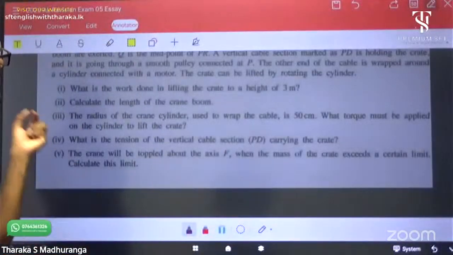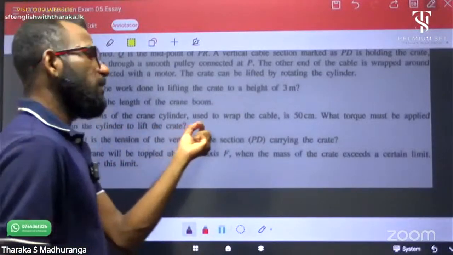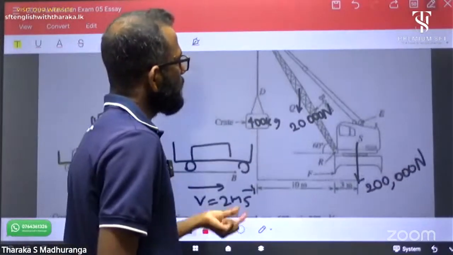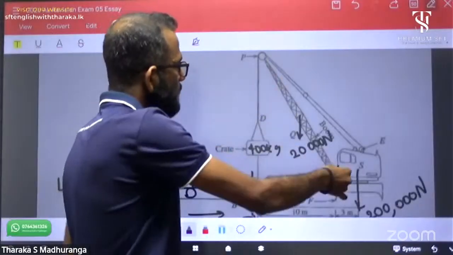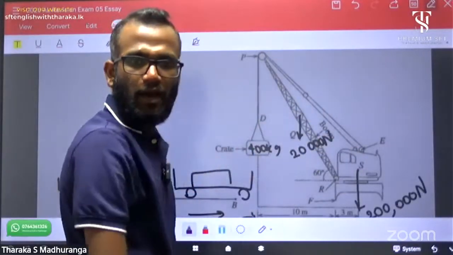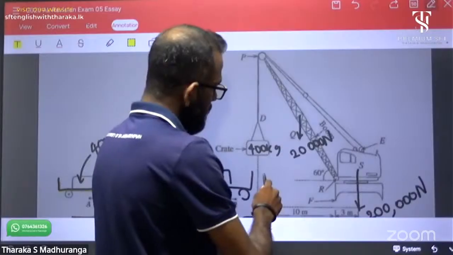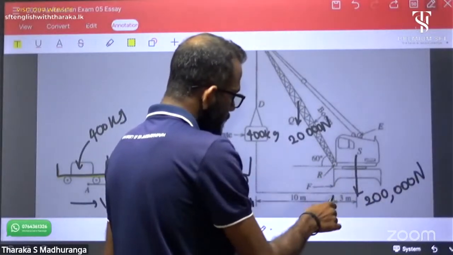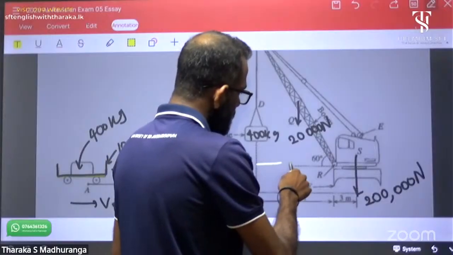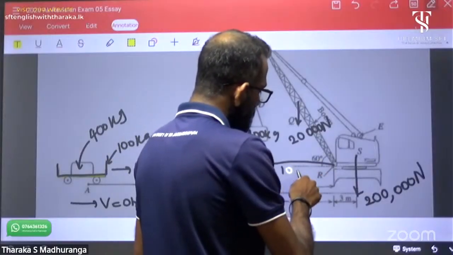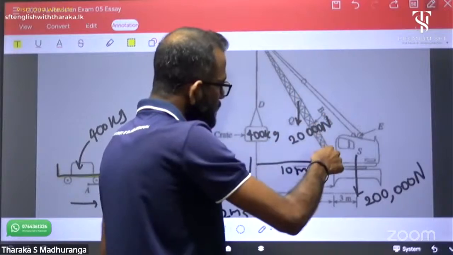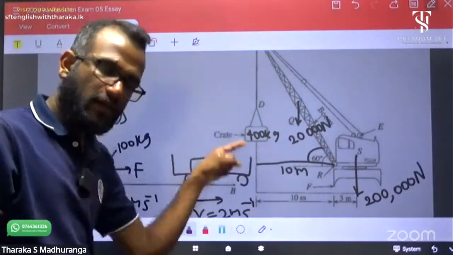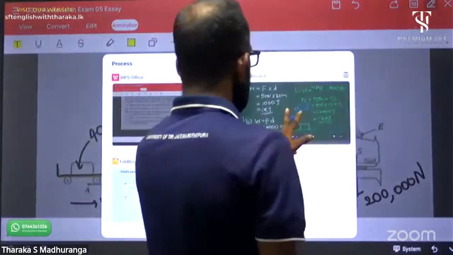Okay. Calculate the length of the crane boom. It's a very simple question. Length of the crane boom. Yeah, this is a crane boom. PR is the crane boom. Now this length is given: this point to this point equals 10 meter. Now this angle is 60 degree. Now it is a right angle triangle, right?